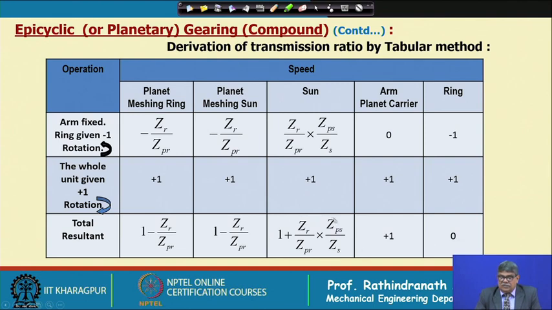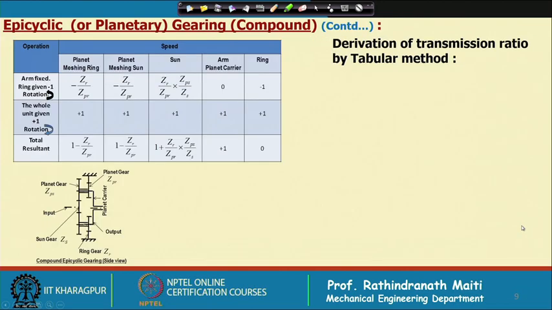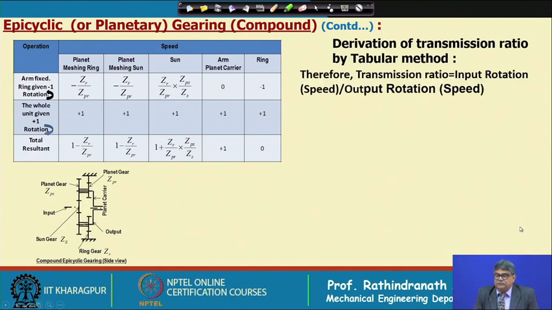If this is the motion of the sun, then the arm is rotating only 1 rpm, which is the output, this is the input, when we keep the ring fixed. Then from this table we find that the transmission ratio is the input rotational speed divided by the output rotational speed. In terms of torque, it is otherwise output torque divided by input torque.